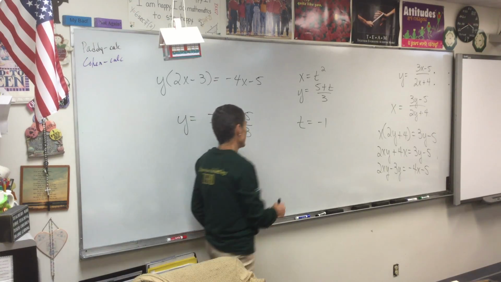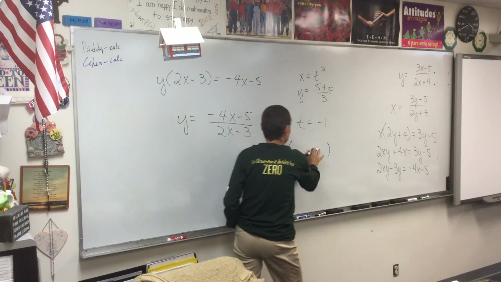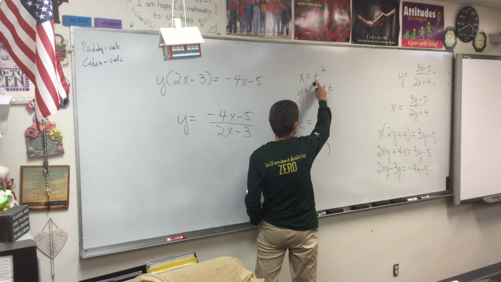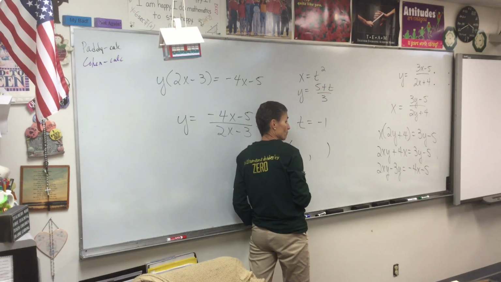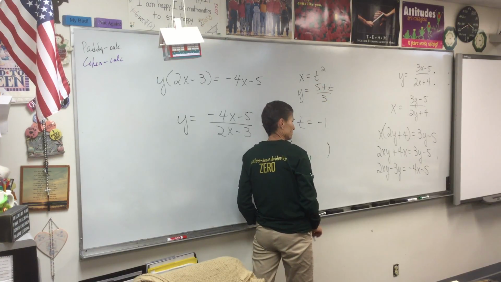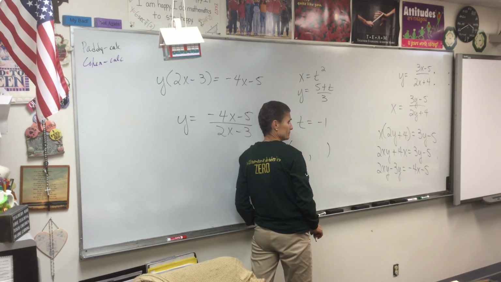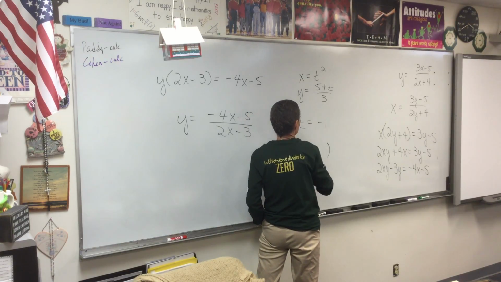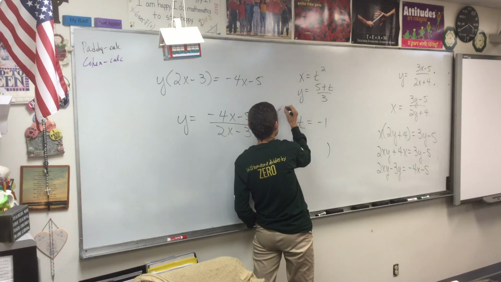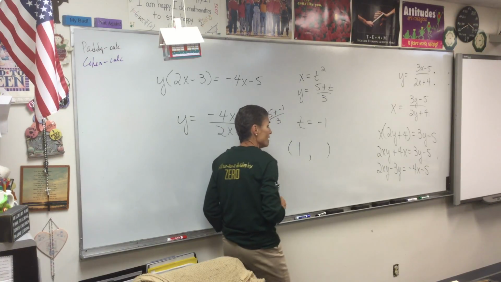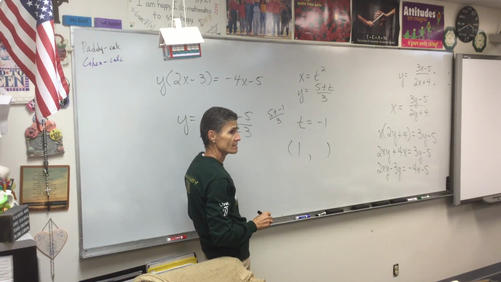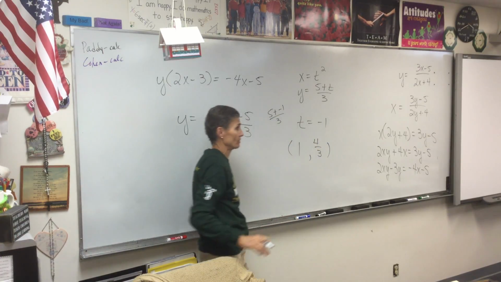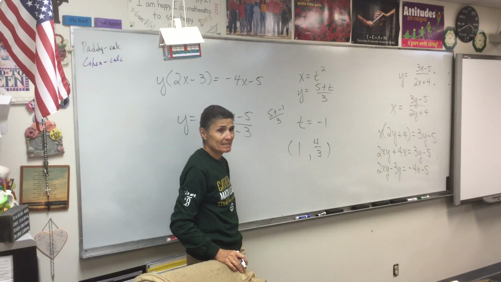Put in negative 1, and when you do, you get a point, because you're going to get an x value, which will be what if you put in negative 1? 1. What's negative 1 squared? 1. And then you put negative 1 in here, and you get 5 plus negative 1 over 3. 5 plus negative 1 is 4, so 4/3. There's your answer. That is not hard.